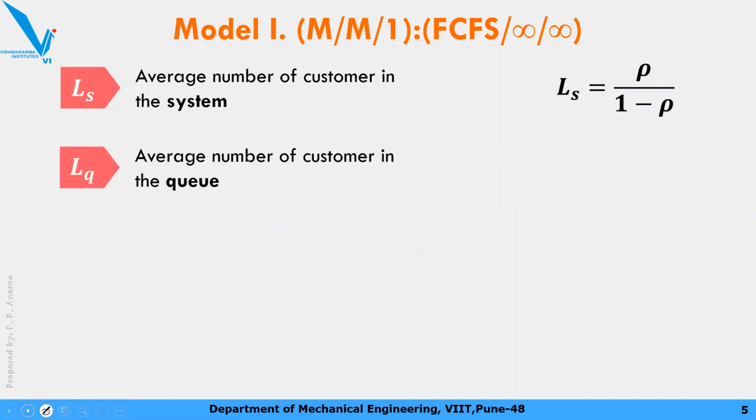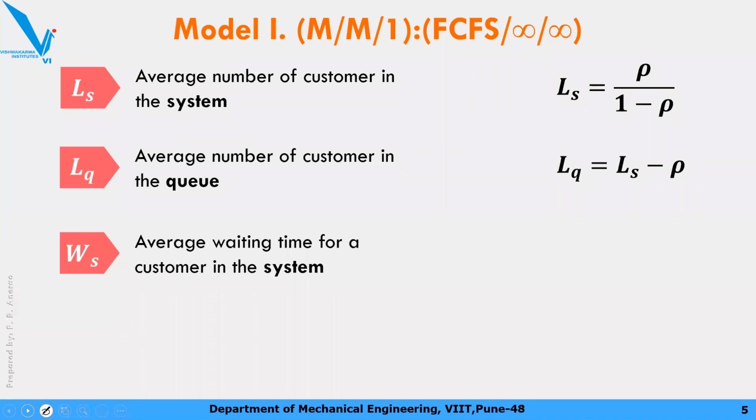Next, LQ, that is the length of queue. That is, how many customers are present in the queue, not in the system but in the queue. It will be LS minus rho. So the average number of customers in the system minus the utilization factor.